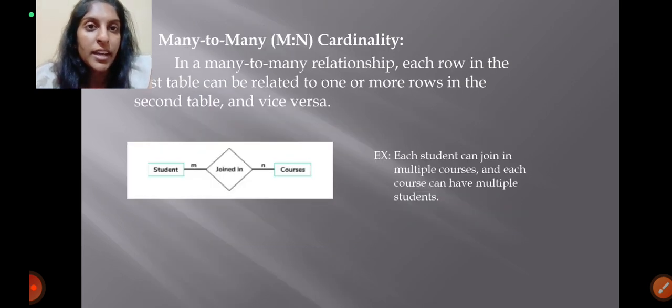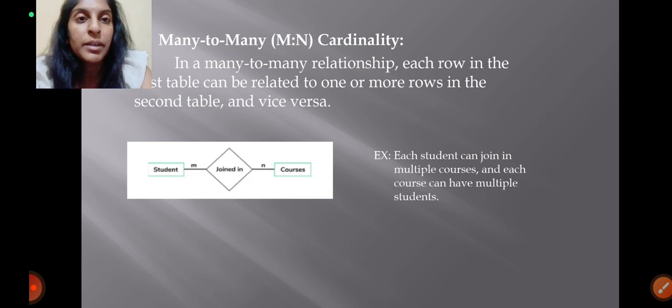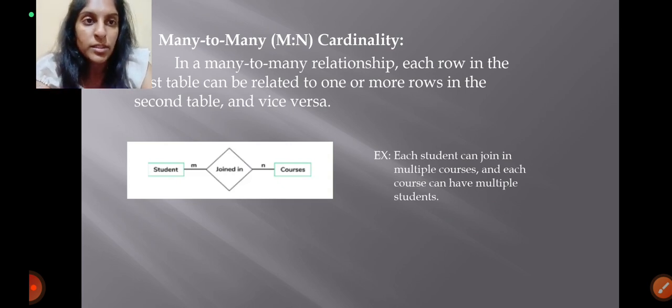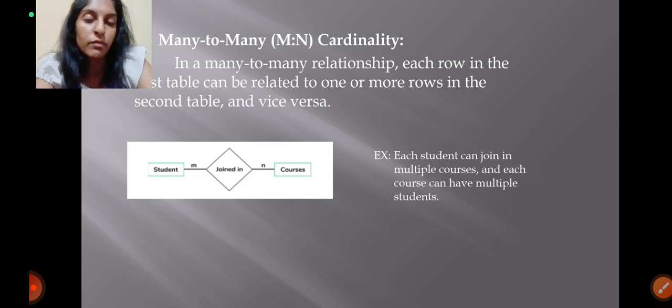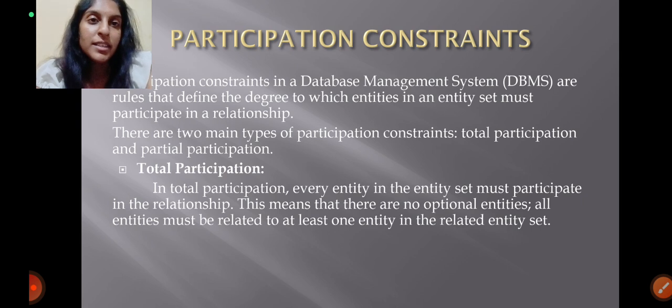Many to many cardinality. In a many to many relationship, each row in the first table can be related to one or more rows in the second table, and vice versa. Each student can join multiple courses, and each course can have multiple students, is an example of many to many cardinality.